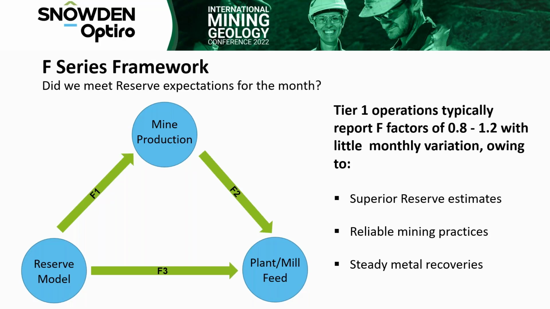So why are the tier 1s reporting so well? It's usually because they've got a superior reserve estimate in place already. They've been around for a long time, they know what they're doing, and they can tweak those estimates. They've also got reliable mining practices in place, as well as steady metal recoveries. Okay, so that's what we typically see, and that's only available through websites where you can actually get that information. So another problem is the transparency of this information and how well sites are actually performing against the reserve models. That's another topic for another day.